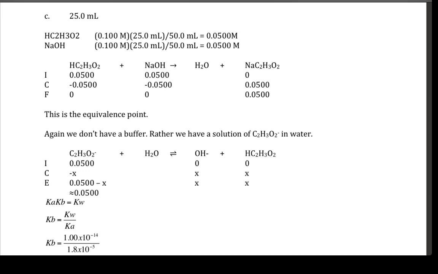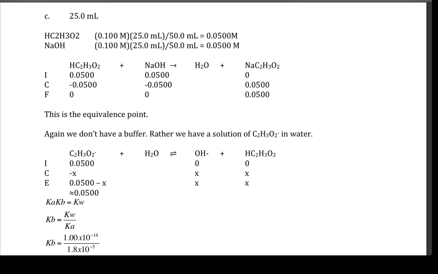So we write out our stoichiometry reaction and ice table for it, putting in our initial amounts and the change. Now we have 0.0500 molar C2H3O2 minus, basically none of the others. This is the equivalence point.